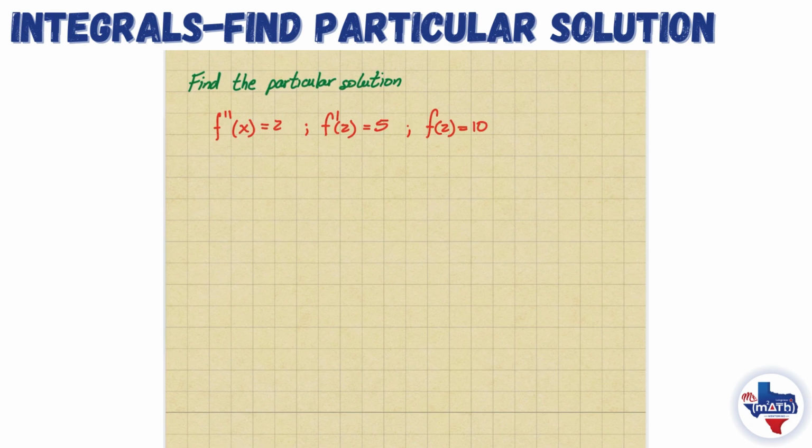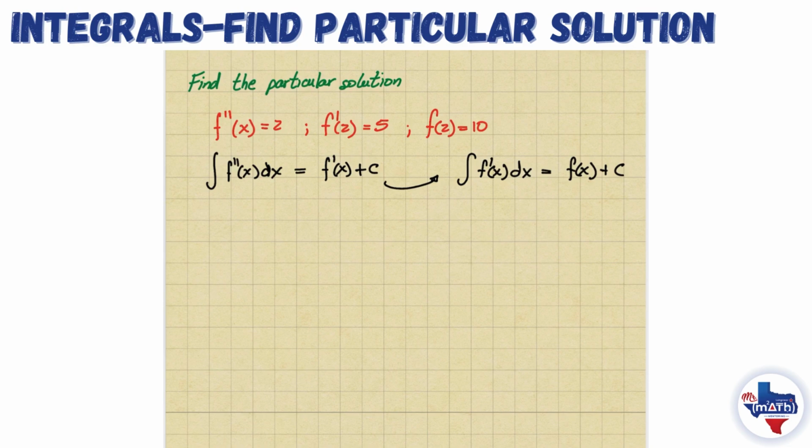Okay, so we have that the second derivative of x is equal to 2, then the first derivative evaluated on 2 is 5, and now the function evaluated on 2 is 10. So let's analyze this. If we integrate the second derivative with respect to x, this will be equal to the first derivative plus a constant c. And this will repeat if we integrate the first derivative, right? This will be equal to the primitive plus another constant c.